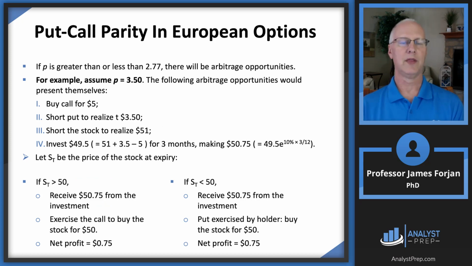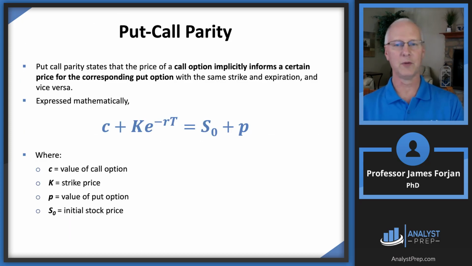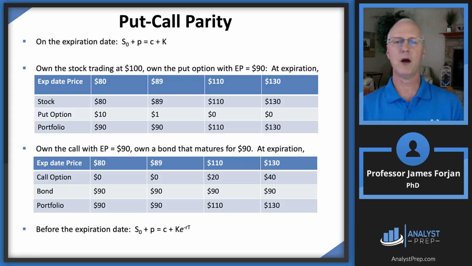Now, take a deep breath and ask ourselves the question, let's suppose that the put over on the put market is not $2.77. Suppose it's something different. Well, there's going to be arbitrage if we believe in put-call parity. And we ought to believe in put-call parity. I mean, it doesn't work perfectly because there's all sorts of transaction costs out there. But it works fairly well.